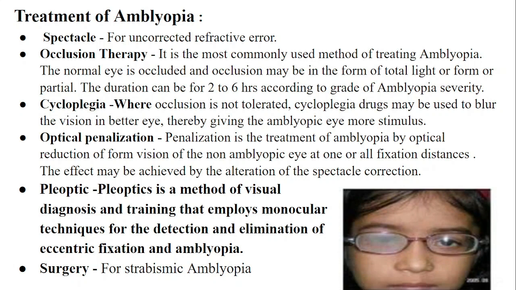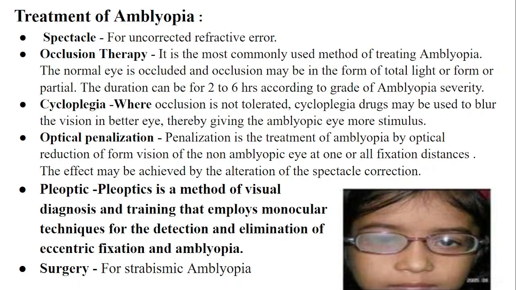Number 3, cycloplegia. This involves the use of cycloplegic drugs to blur the vision in the better seeing eye, thereby giving the amblyopic eye more stimulus. Number 4, optical penalization. This treatment involves reducing the form vision of the non-amblyopic eye by altering the spectacle correction. This encourages the amblyopic eye to work harder.